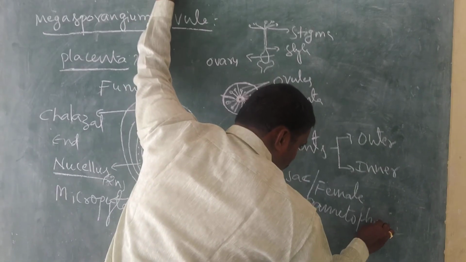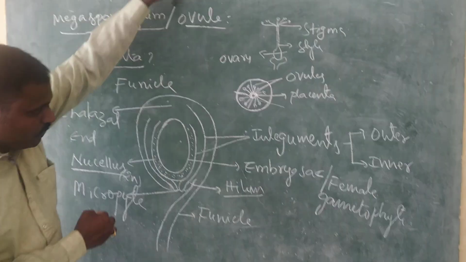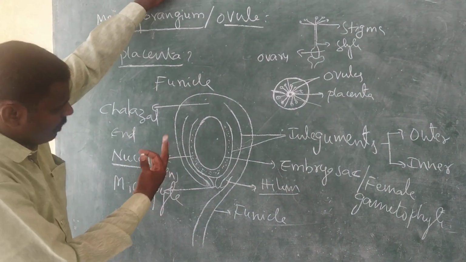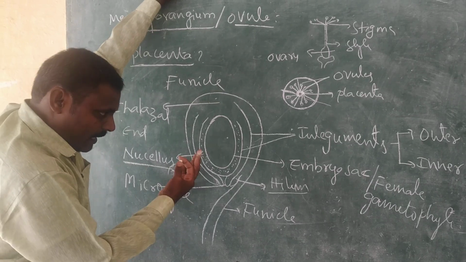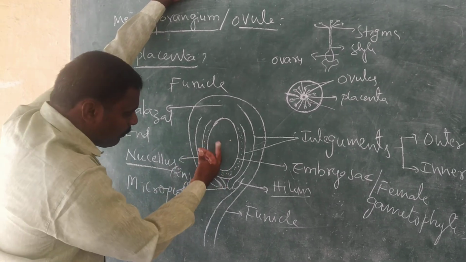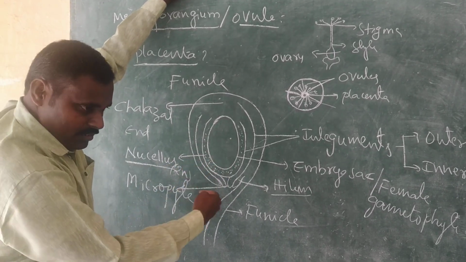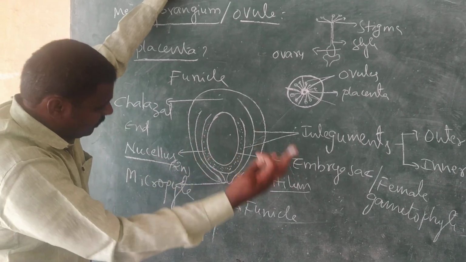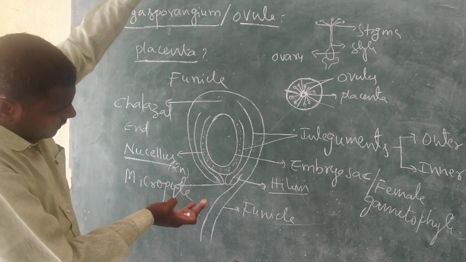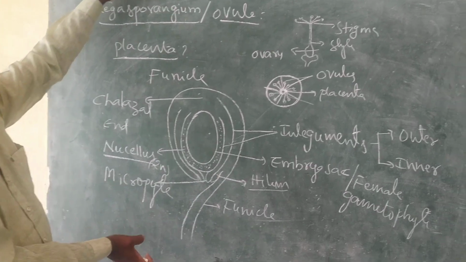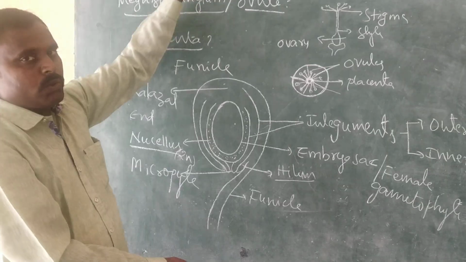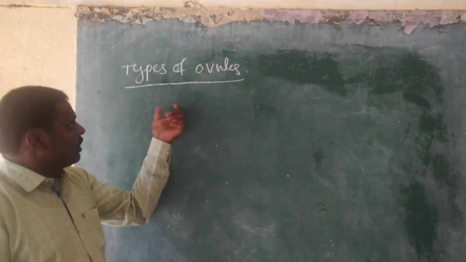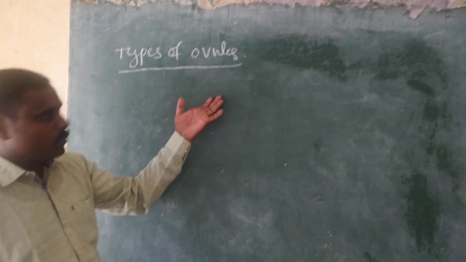At maturity, this female gametophyte contains antipodals, synergids, egg cell and polar nuclei. So we will discuss embryo sac or female gametophyte separately in upcoming classes. So this is about the structure of megasporangium or ovule. I hope you are clear. Up to now we discussed the structure of megasporangium or ovule.